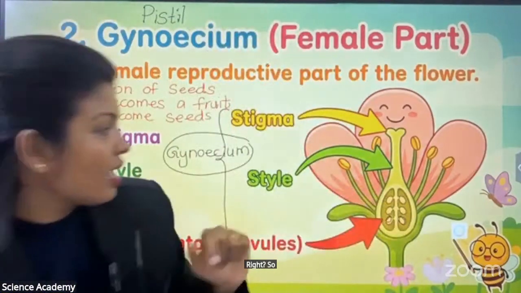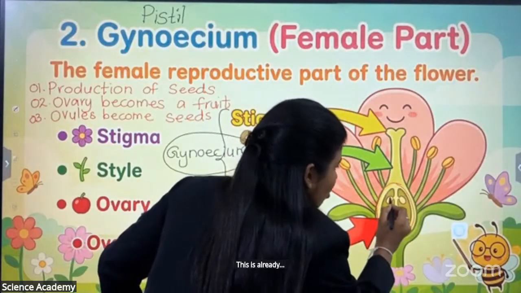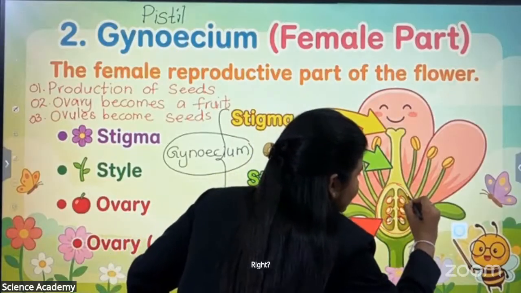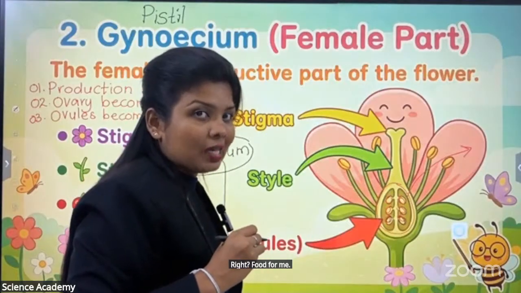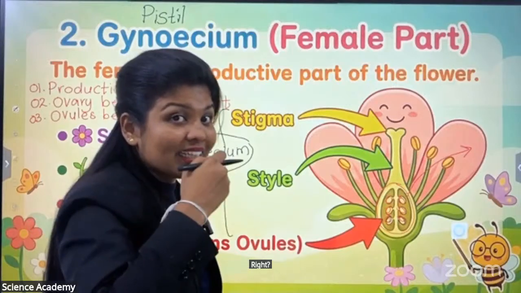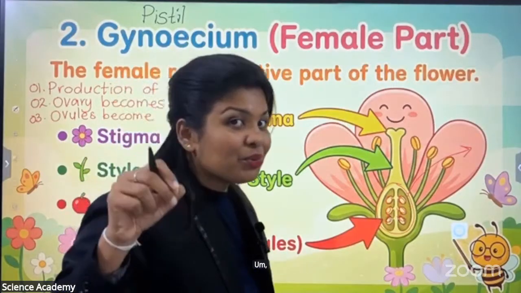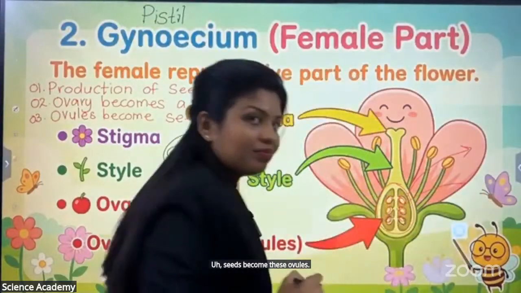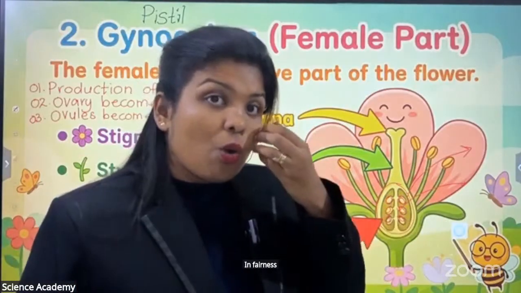So, this is the ovary. Inside this ovary, there are ovules, right? In fruit forming plants, the ovary converts into the fleshy, tastiest part that we are eating. Inside, seeds are there. Seeds become these ovules. Okay, so ovules are the egg cells of the ovary.